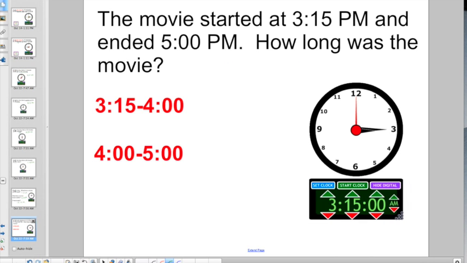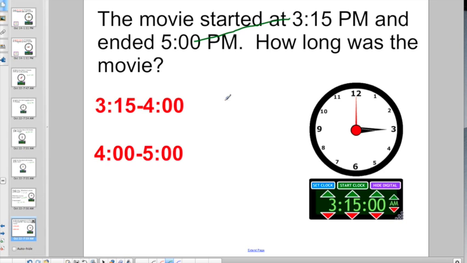Check out this one on elapsed time. The movie started at 3:15 p.m. and ended at 5 p.m. How long was the movie? And folks, I'm here to tell you, you cannot stack these numbers up and subtract them and get the right time because you'll end up with 2:85. 2 hours and 85 minutes? You ever heard of that?